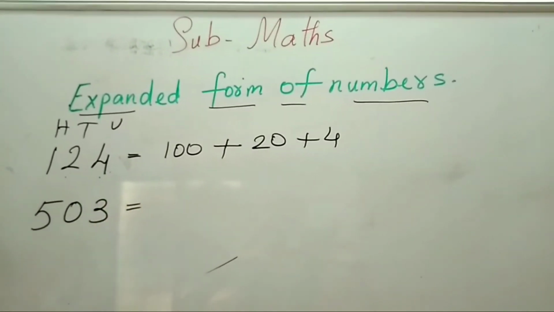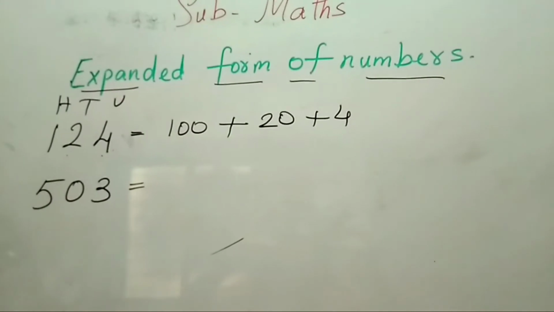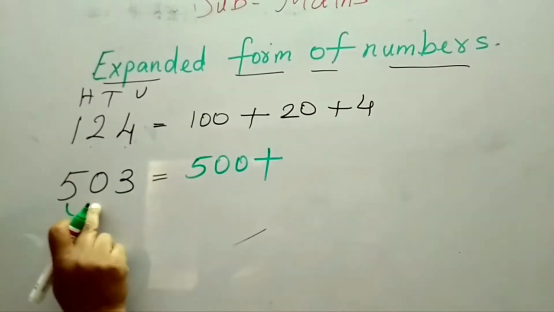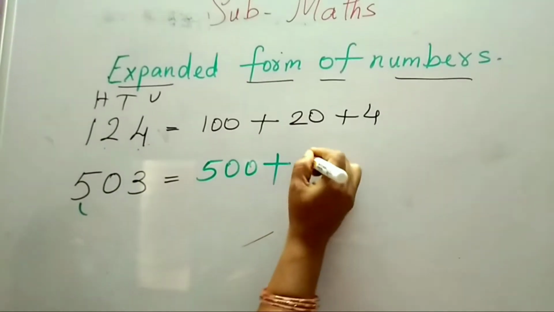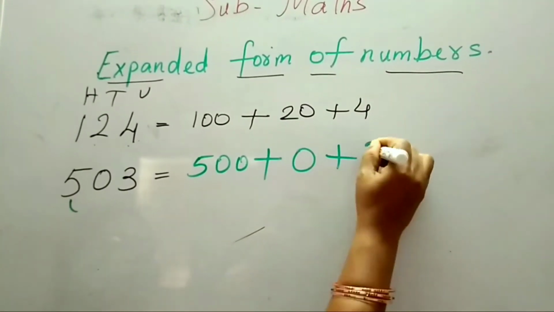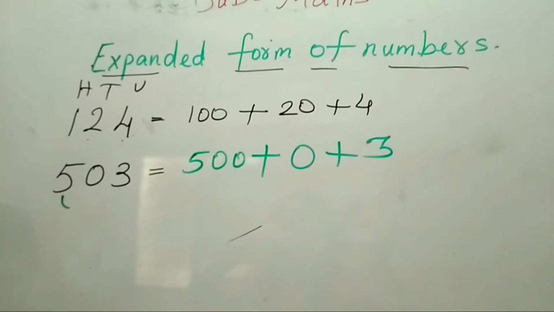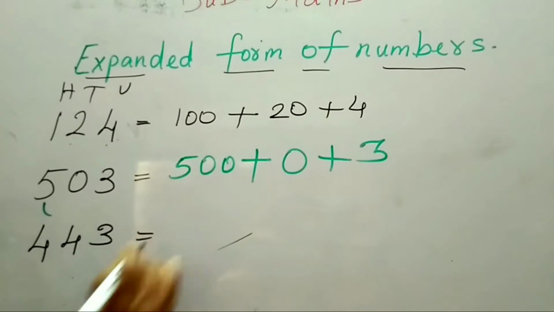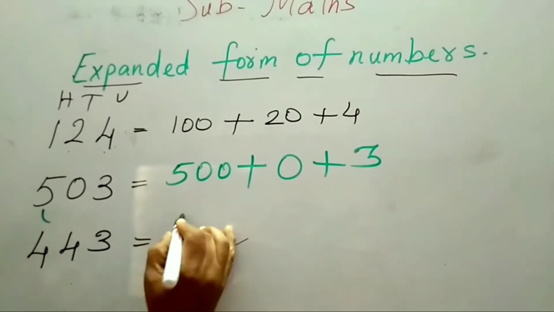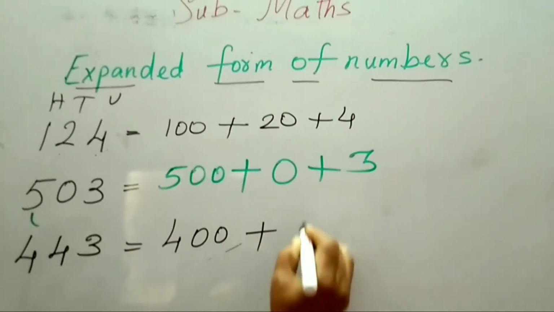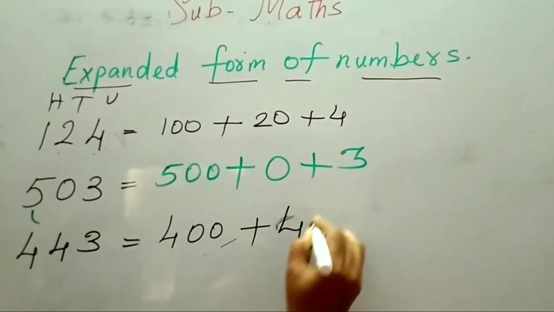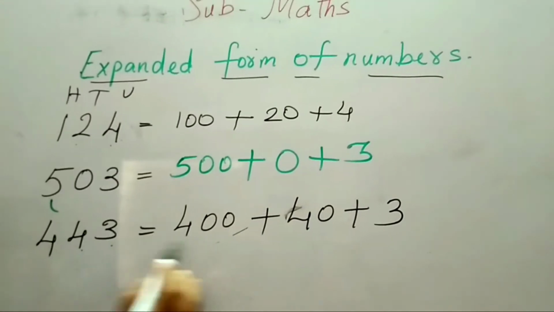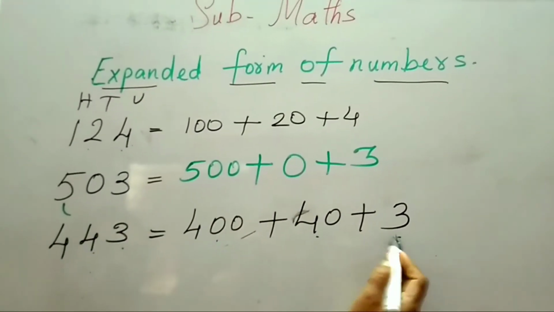503, that is equal to 500 plus, in the tens place you have 0, 0 plus 3. So expanded form of 443, that is equal to 400 plus 40 plus 3. This is 443. 400 plus 40 plus 3.